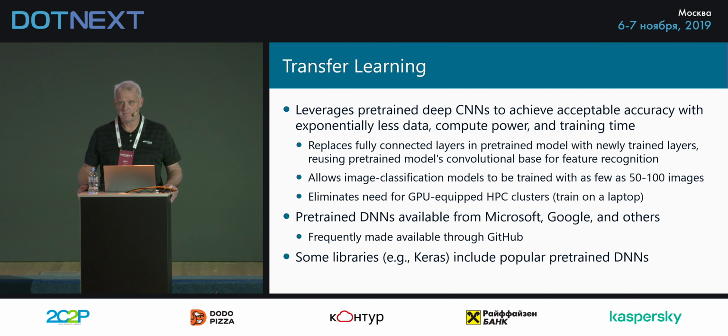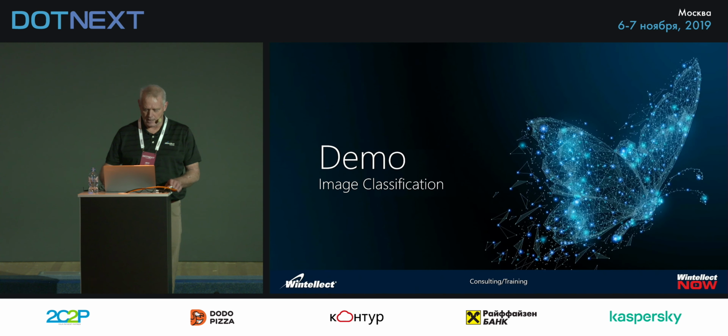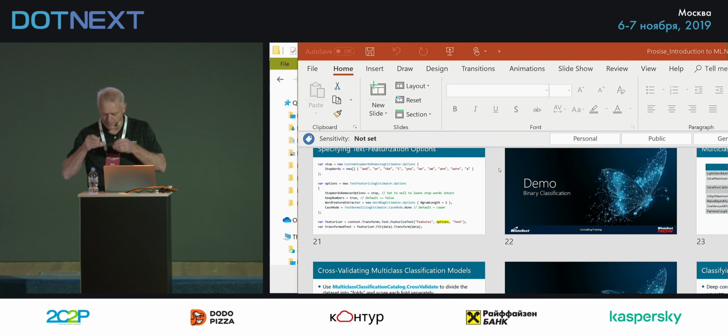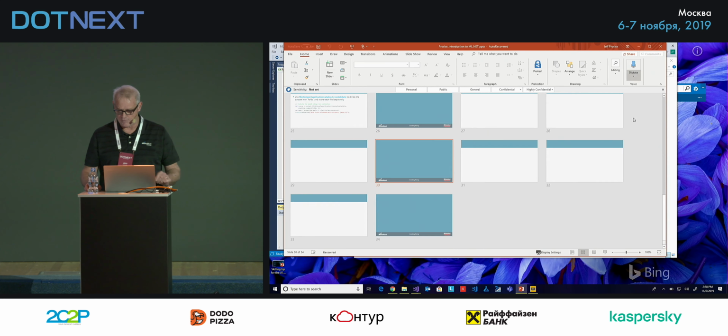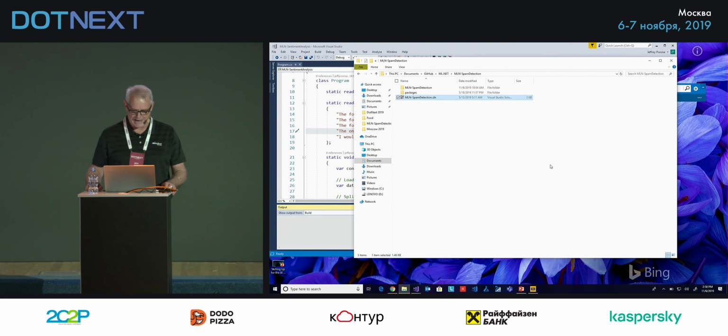Now, Scikit won't do this. Keras will do it, but it's horrific. ML.NET, and this is one of the features no one talks about, does not let you build neural nets from scratch. It may someday, but it doesn't today. It does let you take pre-trained neural networks from people like Microsoft and Google and repurpose them for your own uses. Now, let me just show you an example here, and then we will close out, and I will give you the URL where you can go and download this.